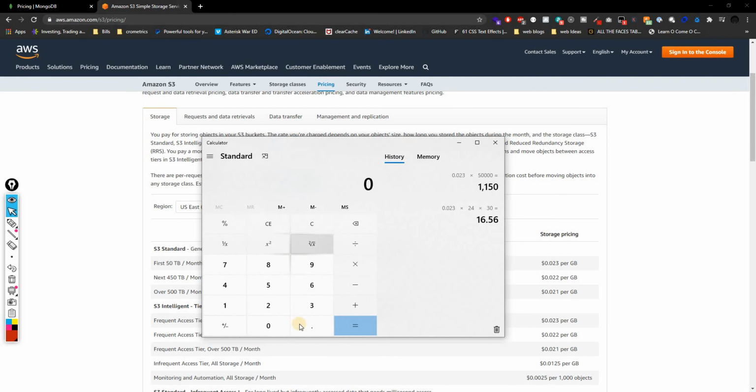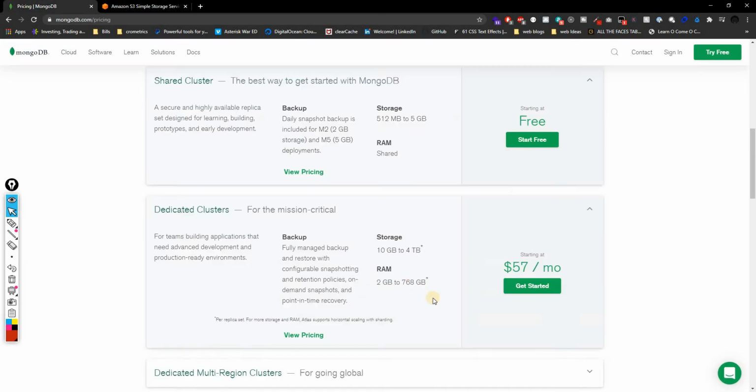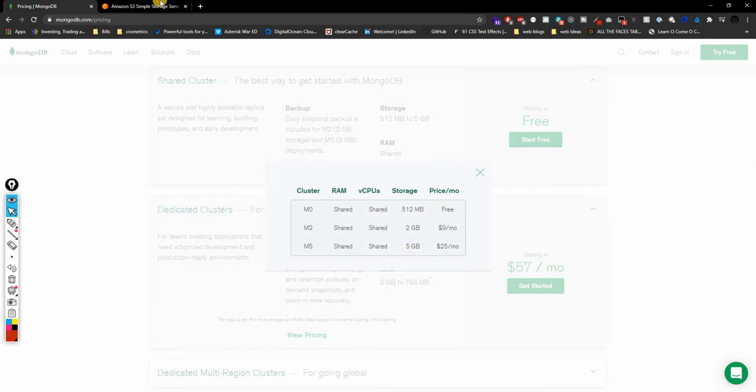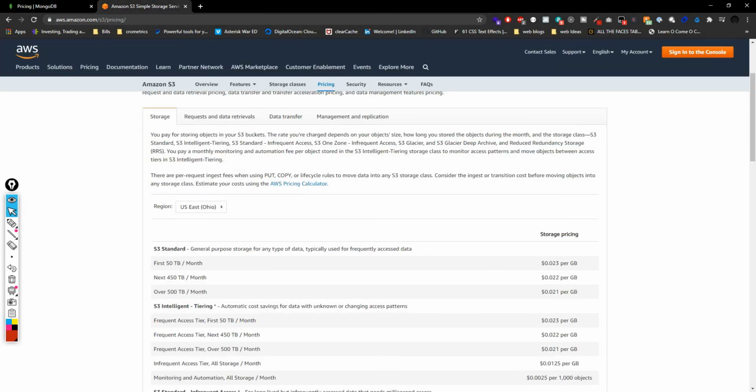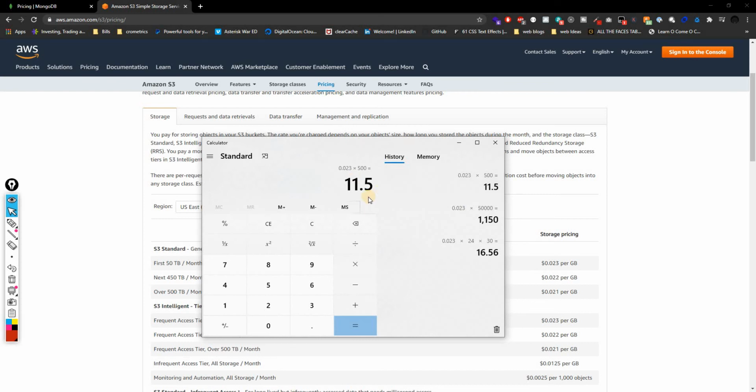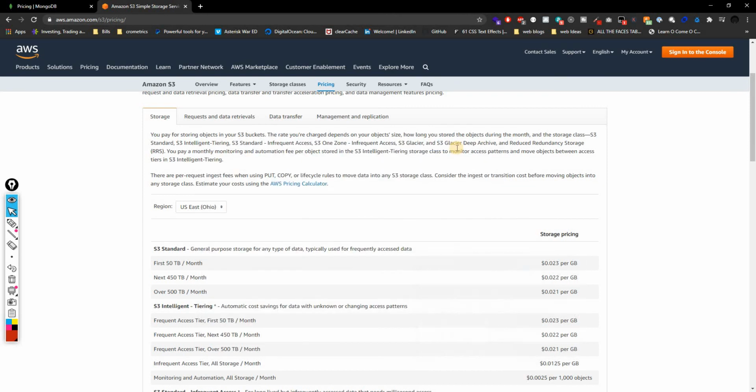Oh man, let's drop it down a little bit. 0.023 times, let's do 500. You know, $11. That's not that bad. Compared to MongoDB, again, 5 gigs, $25 a month. And if we use 500 gigabytes, it'll cost us $11. It's not that bad, huh? Oh, God, that 50,000 was horrible. But anyways, it's still cheaper if you put it in long-term perspective. This is the reason why we're using AWS S3 buckets. They're very, very cheap.